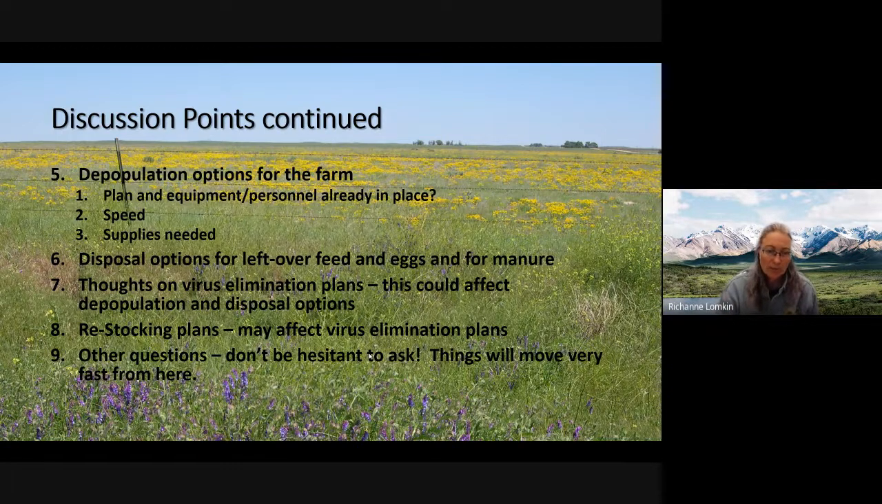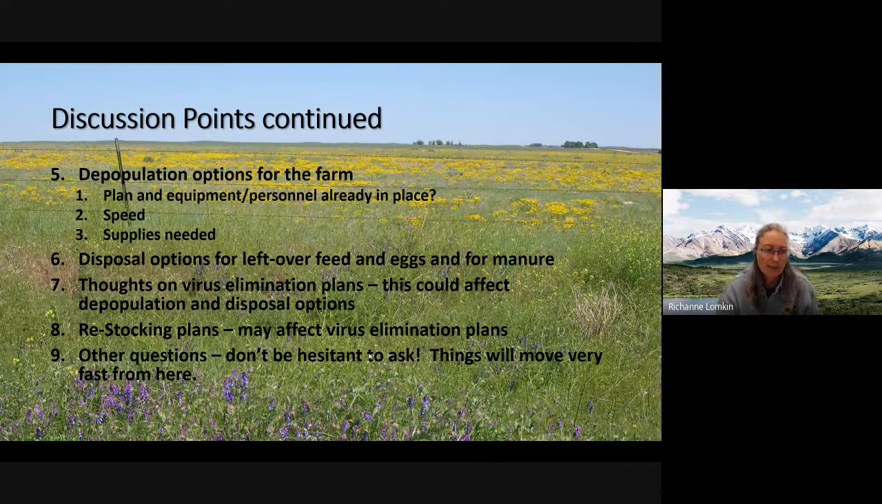Okay, disposal options for leftover feed, for eggs, for manure. We're going to have to talk about all of that. What is on the facility? What may have been contaminated that we need to talk about how we're going to eliminate the virus. Thoughts on how we need to eliminate the virus on your farm, and what you want to do, as well as restocking plans. So all these things are tied together.